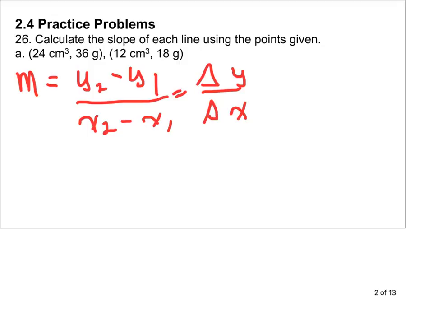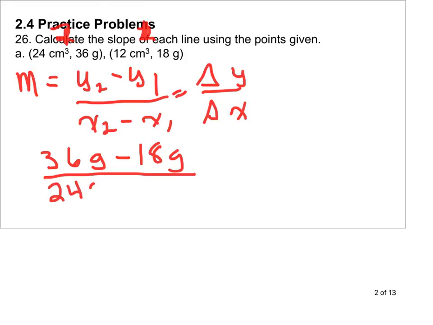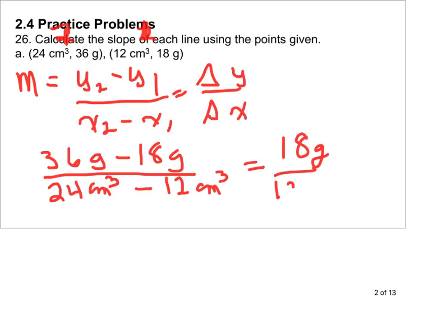So in this case it would be 36 grams minus 18 grams. Doesn't matter which one we call point 1 and point 2. In this case I'm calling this one point 2 and this one point 1. Just make sure you do them in the same order. And then we got 24 cubic centimeters minus 12 cubic centimeters. So 36 minus 18 is 18 grams. 24 minus 12, 12 cubic centimeters.